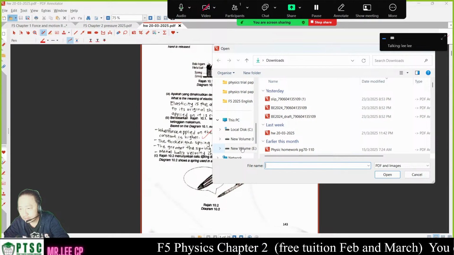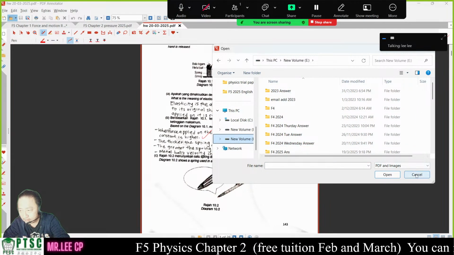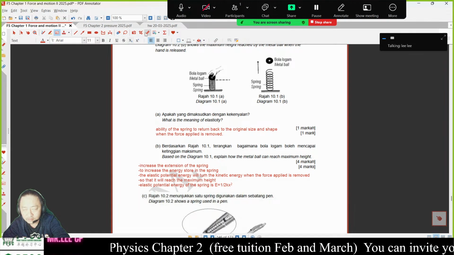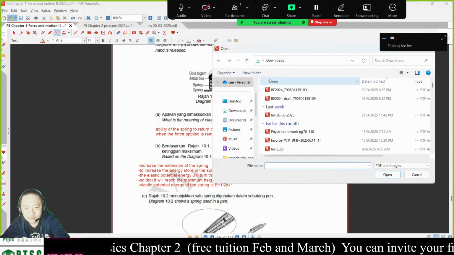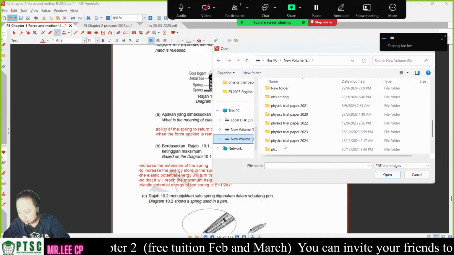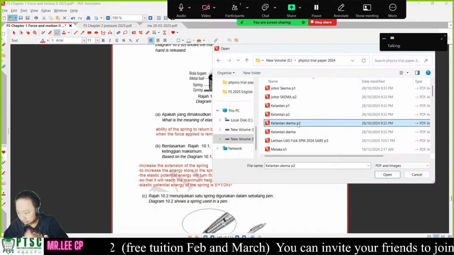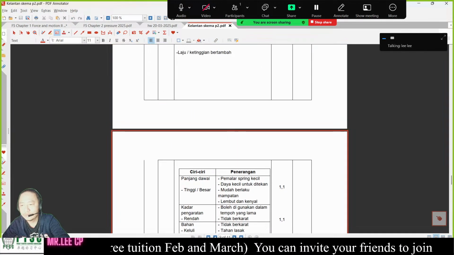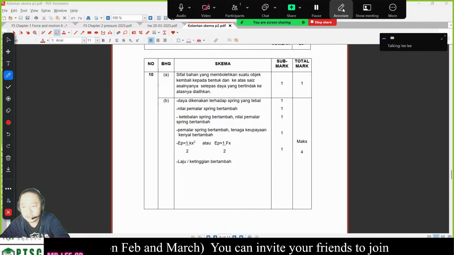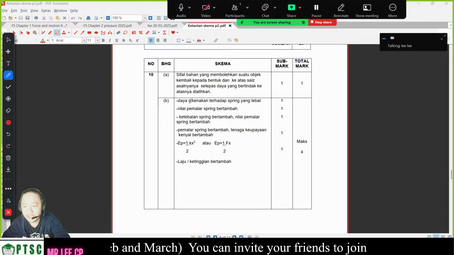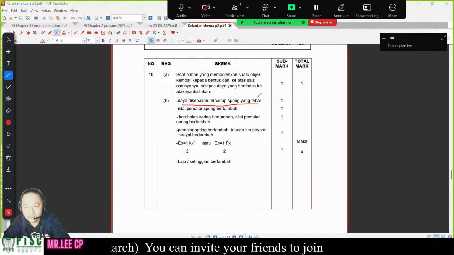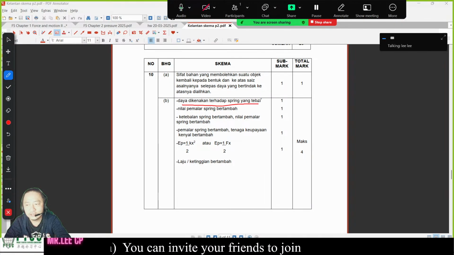Now here we go to see the answer. Wait, this one is Kelantan 2024, Kelantan schema paper 2. All right. Okay, so you see now this one is in BM lah. So daya dikenakan terhadap spring yang tebal. So they want, right? They want thick spring.